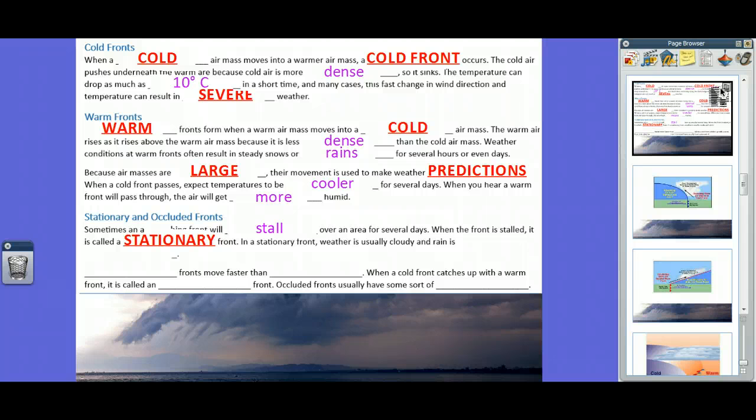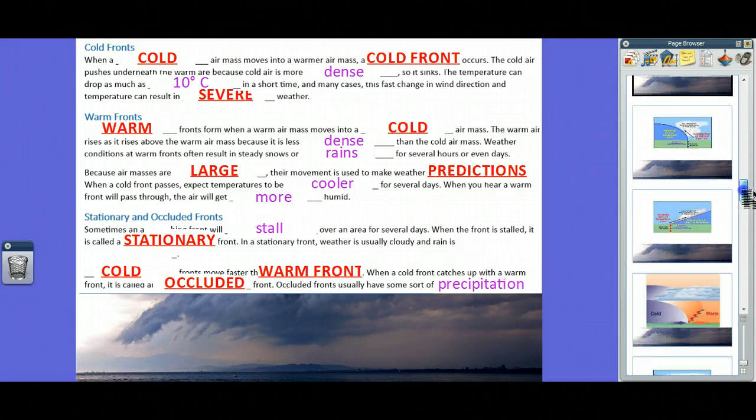And the final one is, as a result of what I said earlier, that cold air moves faster than warm air. So when they run into each other while they're moving, when one catches up to the other, it's what we call an occluded front, because it's kind of mixed up. Occluded fronts usually have some sort of precipitation. So if you got those notes down, we'll go ahead and look at it.